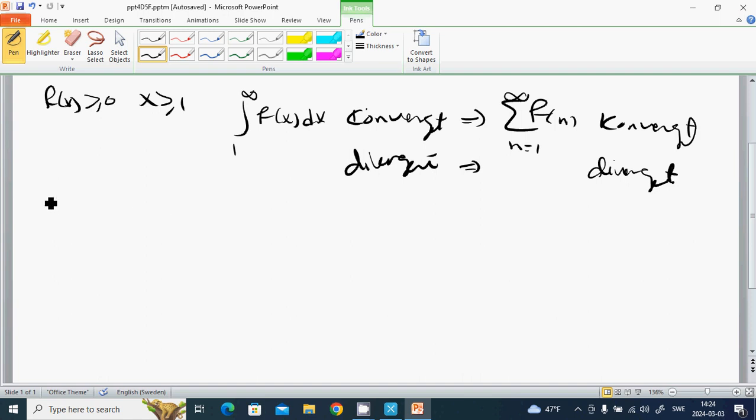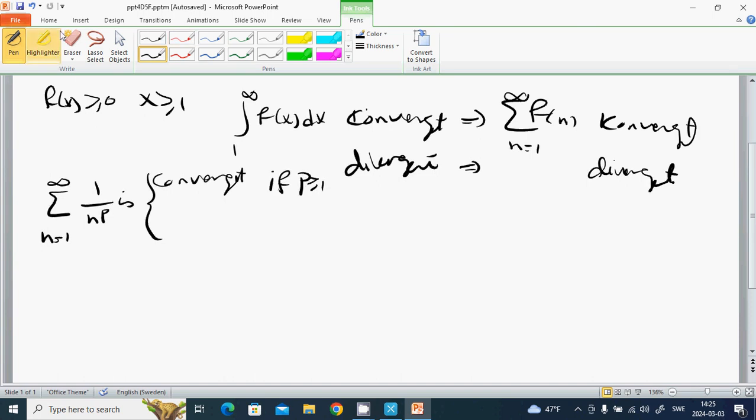And we have another theorem: the sum of 1 divided by n to the power p is convergent if p is greater than 1, and divergent if p is less than or equal to 1.